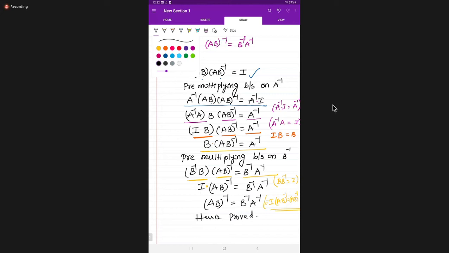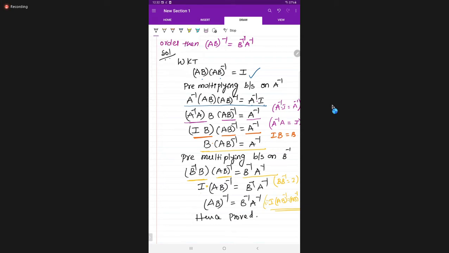Ma'am, where is the I in the last one? I into (AB)^-1. I is nothing but 1. I means identity matrix. Students, just remember I into (AB)^-1 will give (AB)^-1 only.